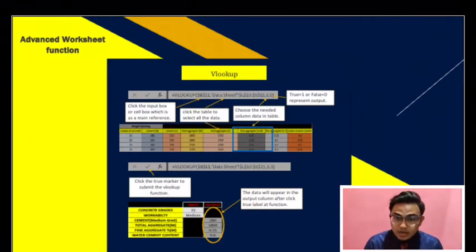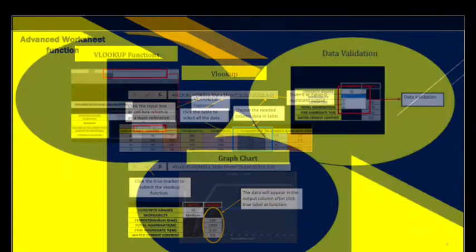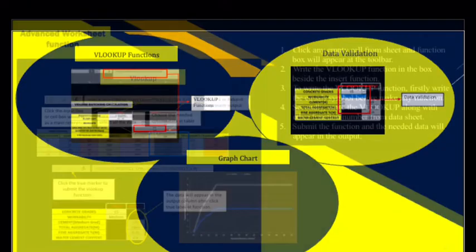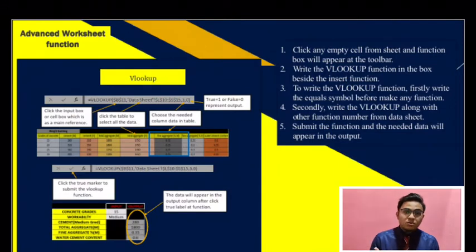Okay, next we will see the advanced worksheet function. The advanced worksheet function consists of three functions. The first one is VLOOKUP, the second one is data validation, and the third one is graph chart. Okay, firstly we will see the VLOOKUP function.